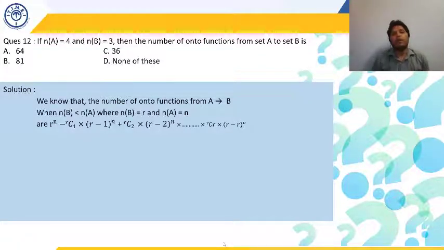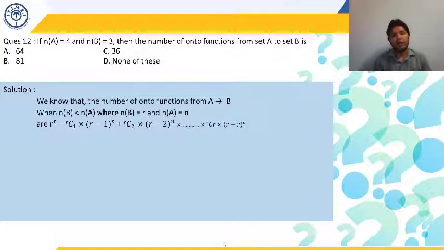So this is the formula to calculate the number of onto functions from A to B if the number of elements in set A is n and the number of elements in set B is r. So how to calculate the number of functions from A to B? r to the power n minus rC1 (r minus 1) to the power n, plus, it is alternating here, rC2 (r minus 2) to the power n, then again minus rC3 (r minus 3) to the power n, and so on up till the difference becomes 0.